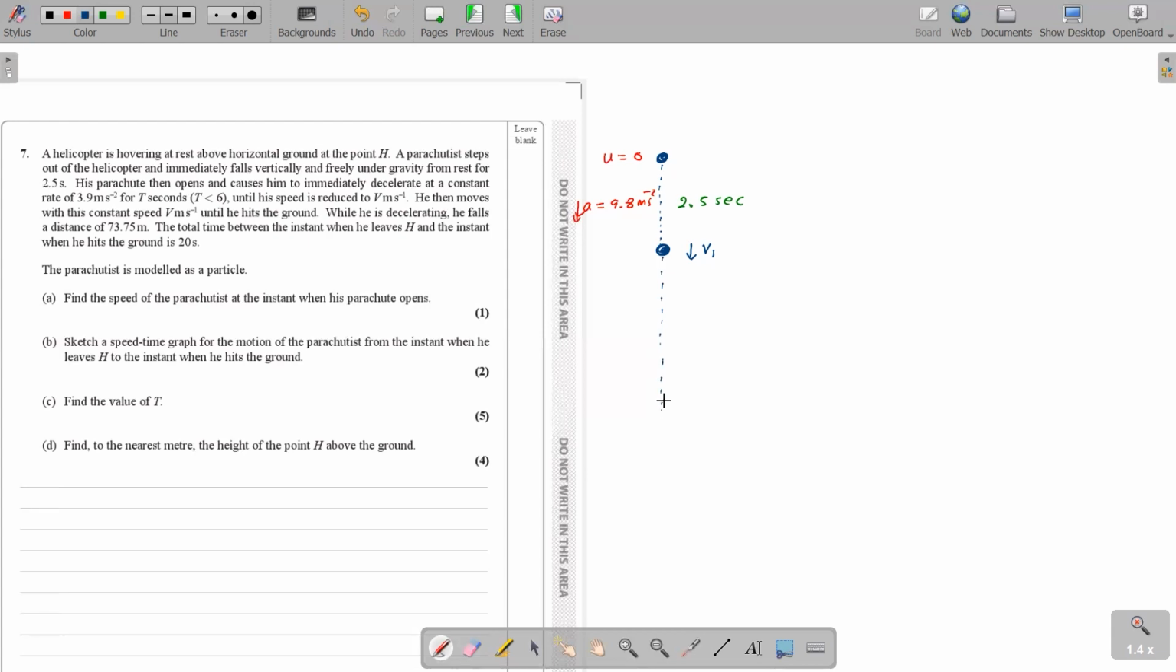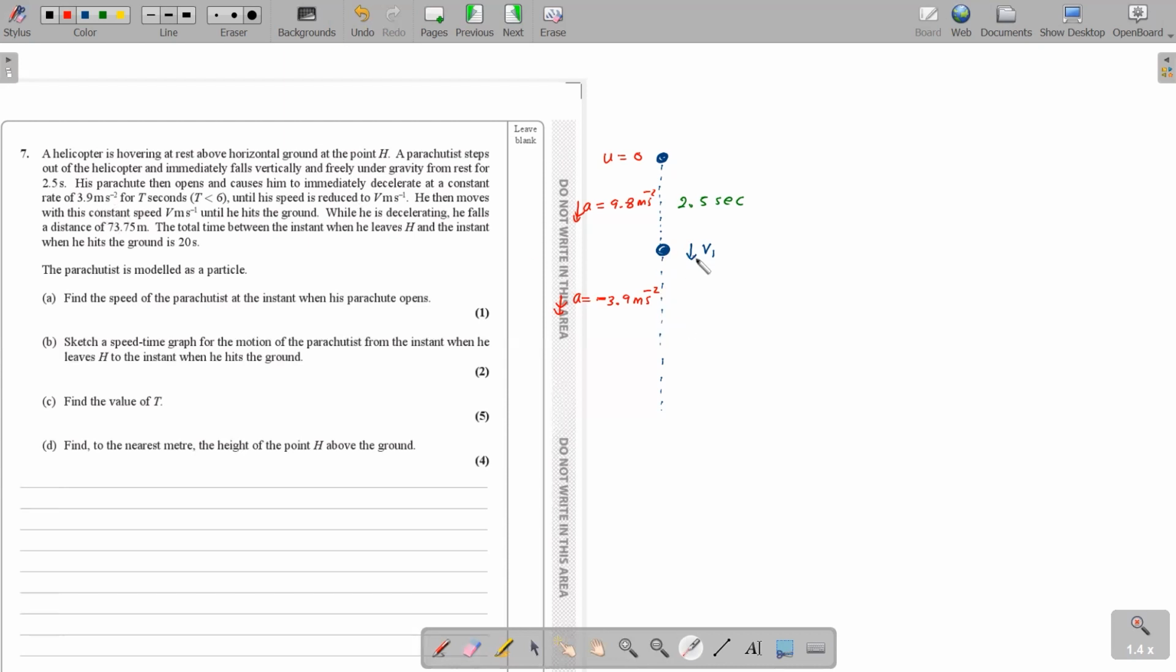The next part of the journey, they say, his parachute then opens and causes him to immediately decelerate. Decelerate means he's going downwards, but it's a deceleration, which means a negative acceleration. So now his acceleration is minus, how much is it? 3.9. Why did I put minus? Because he's moving down, but with a negative acceleration. That's why it's called deceleration.